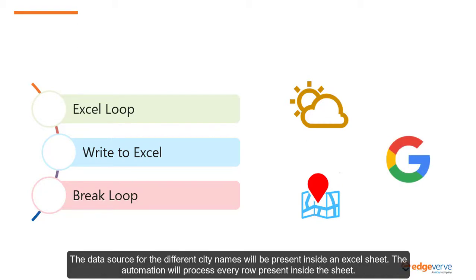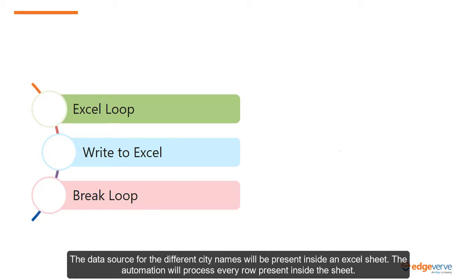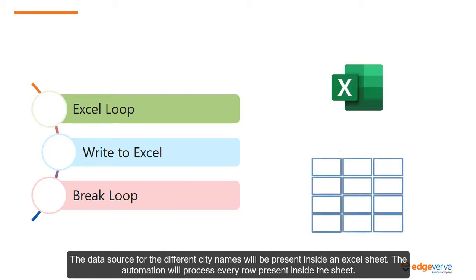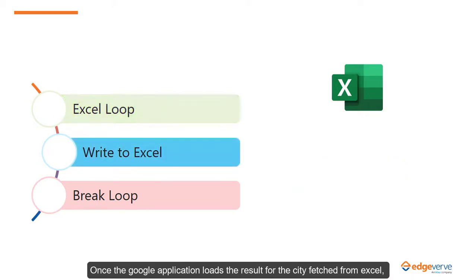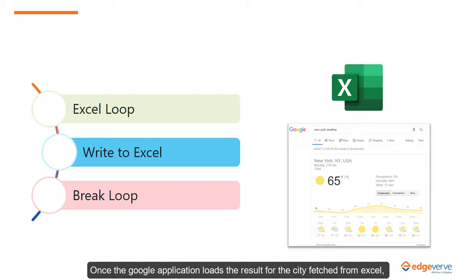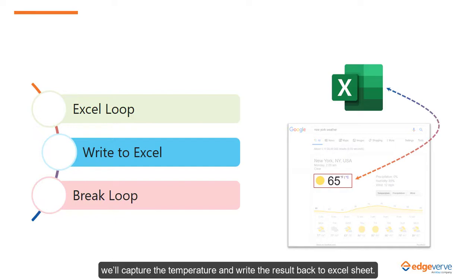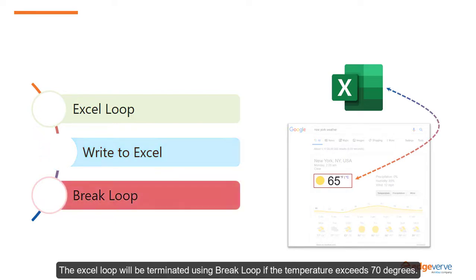The data source for the different city names will be present inside an Excel sheet. The automation will process every row present inside this sheet. Once the Google application loads the result for the city fetched from Excel, we will capture the temperature and write the results back to the Excel sheet. The Excel loop will be terminated using break loop if the temperature exceeds 70 degrees.